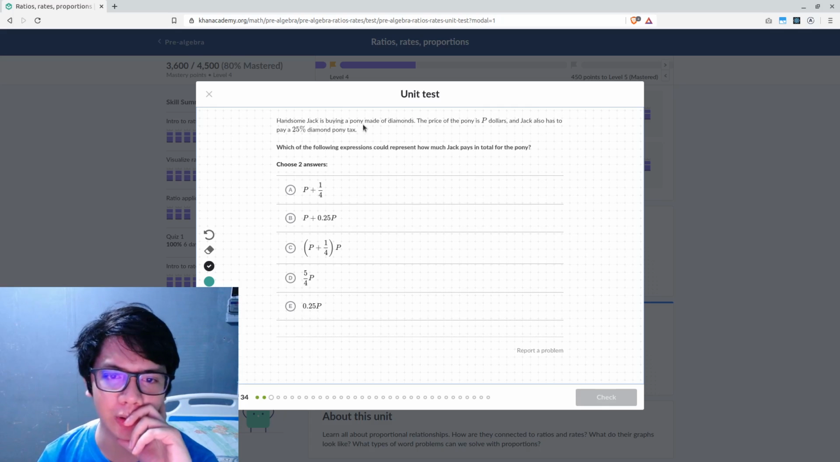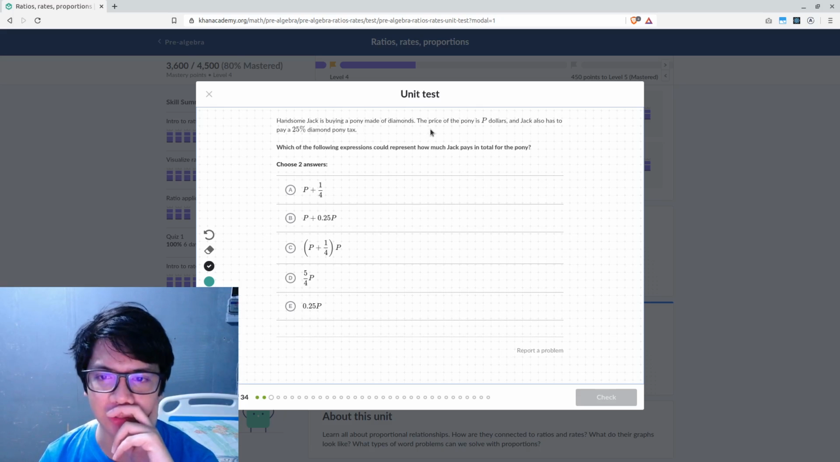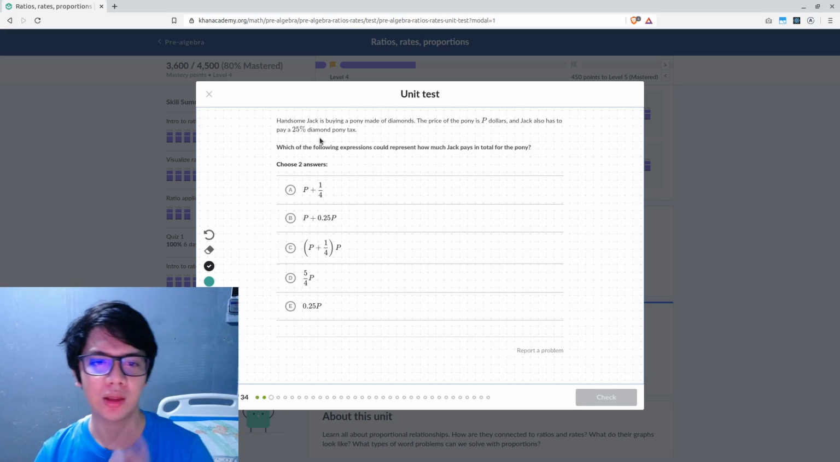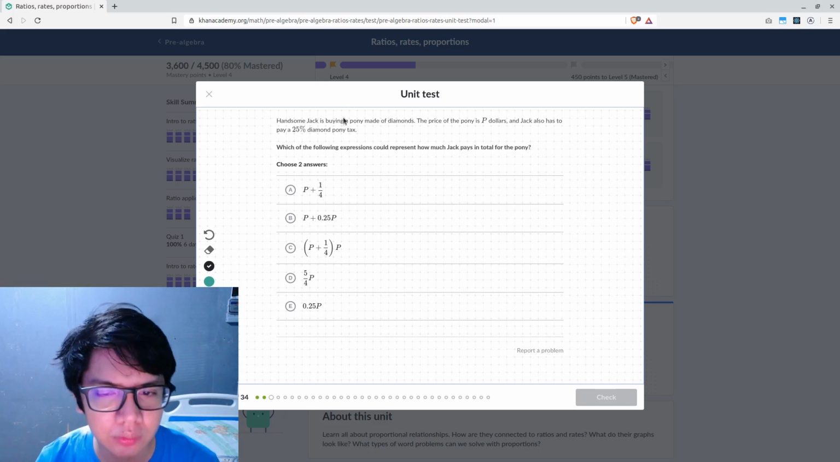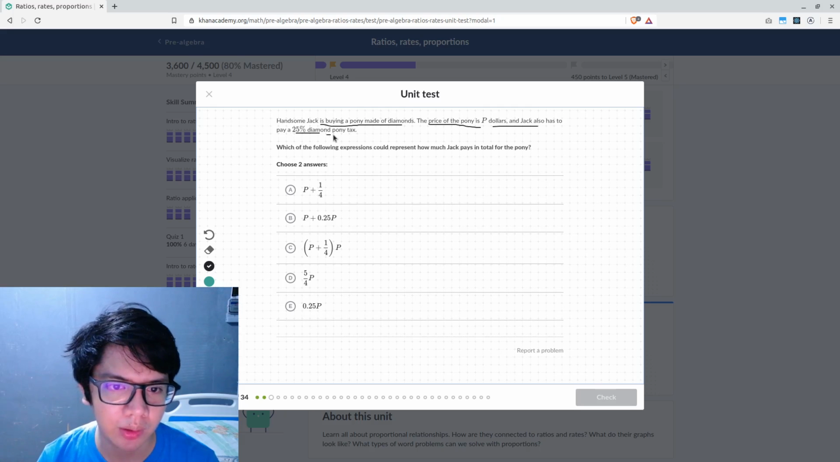Handsome Jack is buying a pony made of diamonds. The price of the pony is $P. Jack also has to pay 25% diamond pony tax. Oh, okay. He's buying a pony made of diamonds. The price of the pony is $P. Jack also has to pay 25% diamond pony tax. Sorry, so 1.25. So P plus 0.25. This would work.